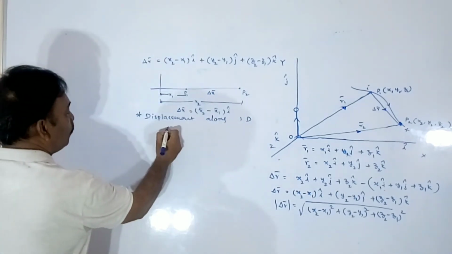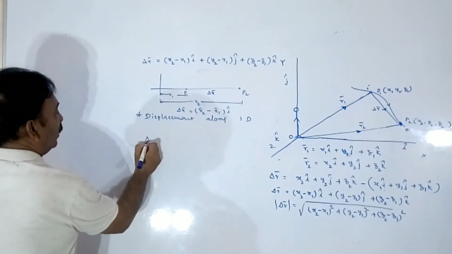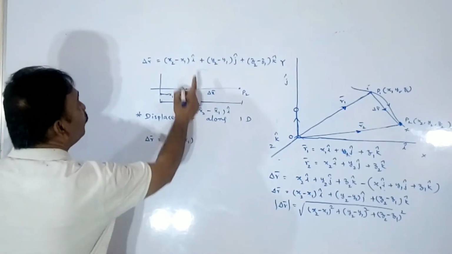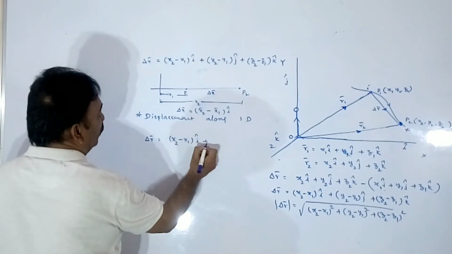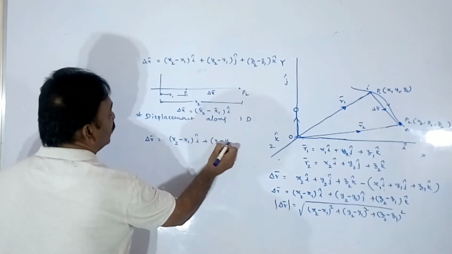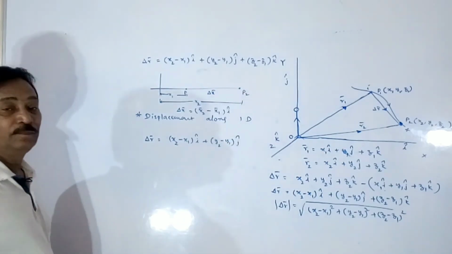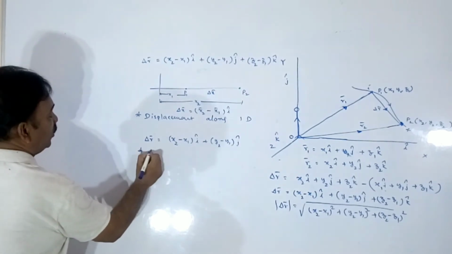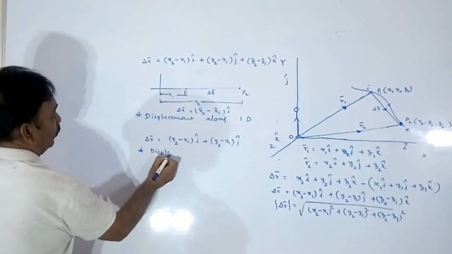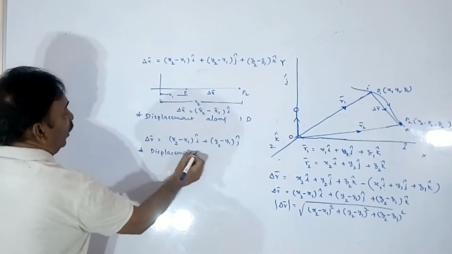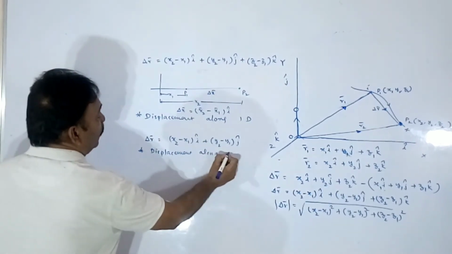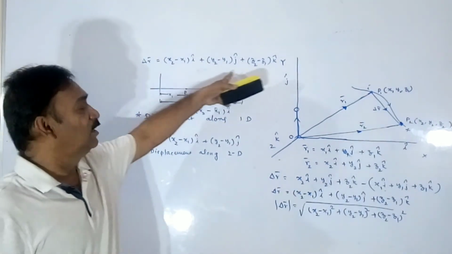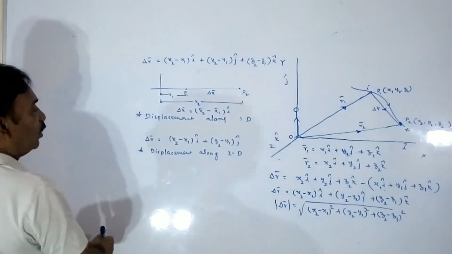Then what about the 2D? The same thing we are doing. The same delta r is equal to x2 minus x1 into i cap plus y2 minus y1 into j cap. It is for delta r, displacement along two dimensions. That is the two-dimensional motion, and obviously it is the same for three-dimensional. Then you know the magnitudes of that.